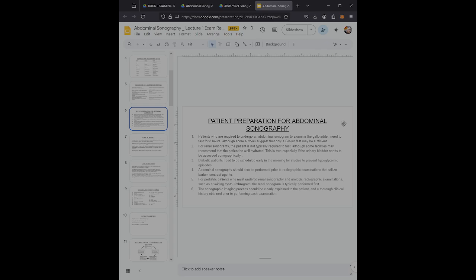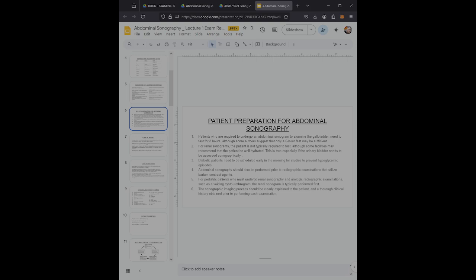So we want to prepare a patient, and patient preparation would involve a fast, and the fasting time depends. Some practitioners suggest that patients fast for 8 hours. Some suggest that a 6-hour fast is sufficient.